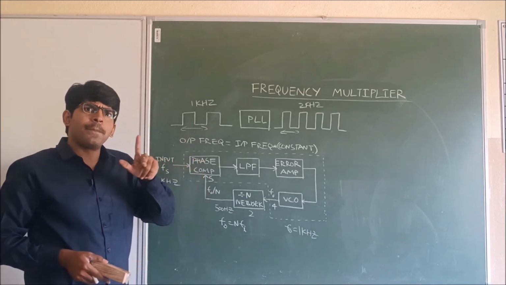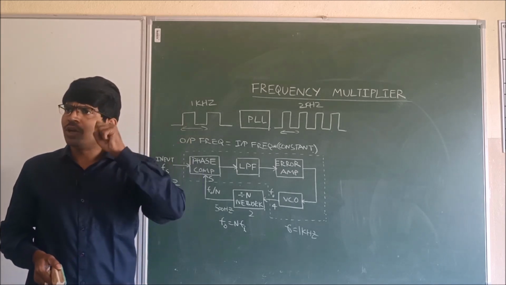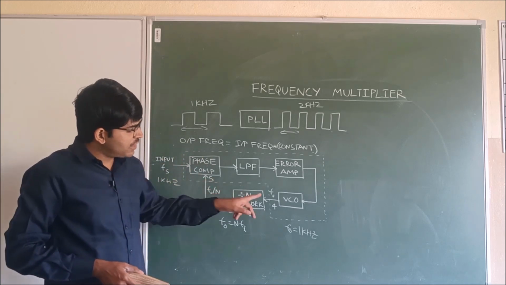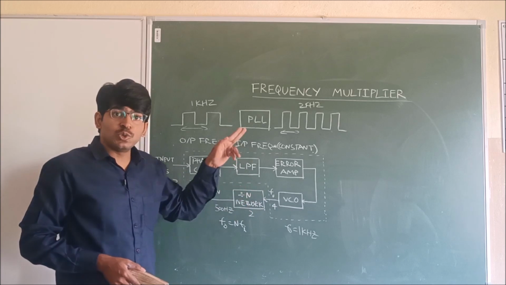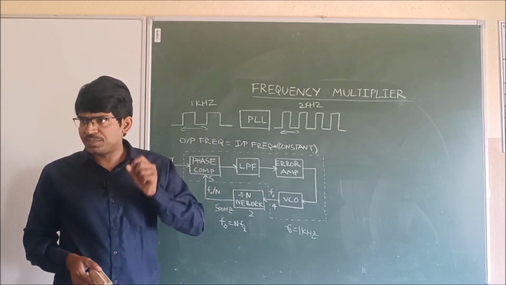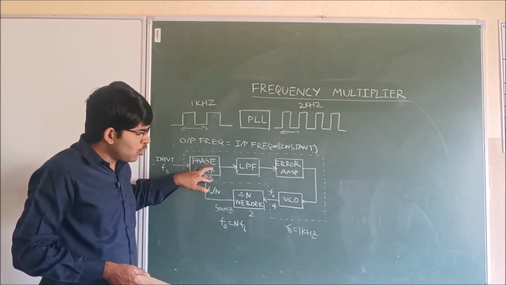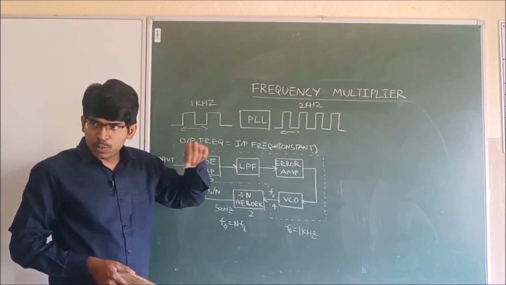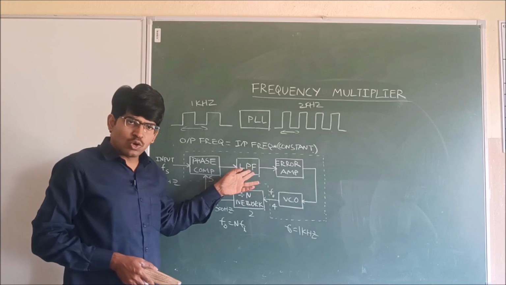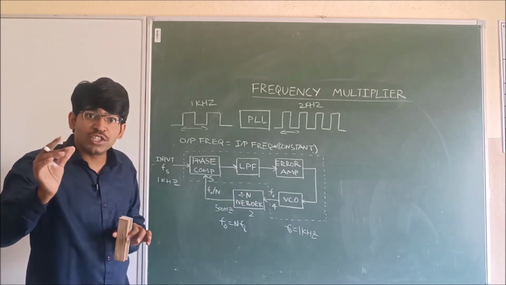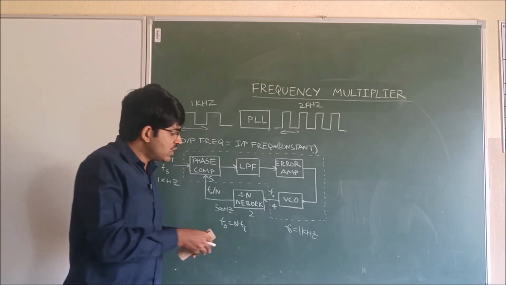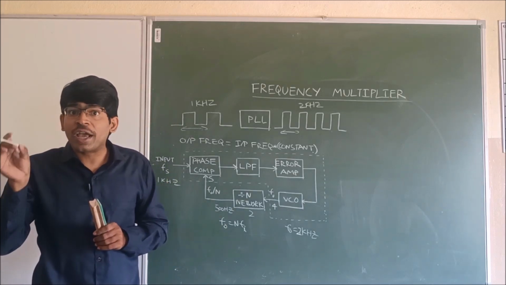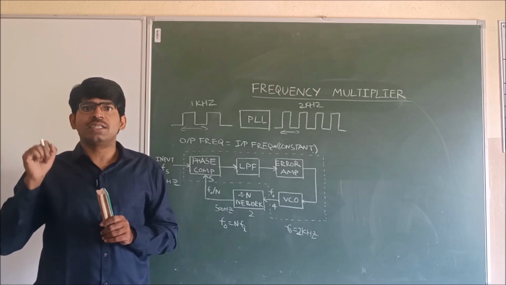Now the phase comparator compares the difference. The input is 1 kilohertz, here the VCO output is 500 Hz. Actually the VCO output is 1 kilohertz, but because we used this network, now it is 500 Hz. Now there is a more difference. DC output will be generated proportional to this difference, and then we are using low pass filter, error amplifier. Now the VCO frequency will be adjusted to 2 kilohertz in order to acquire the locking condition.